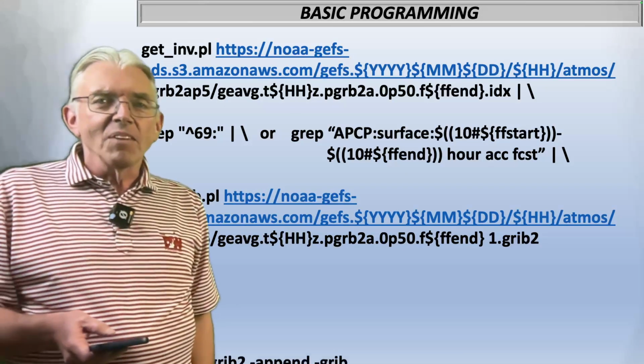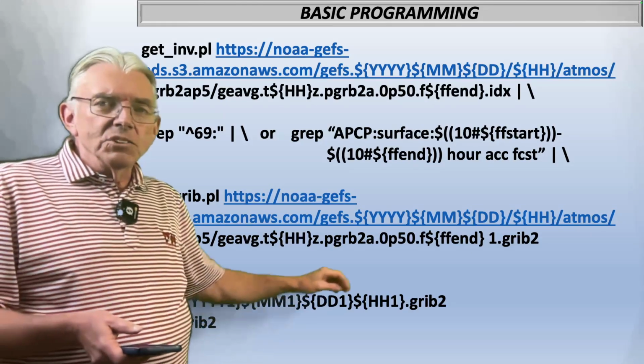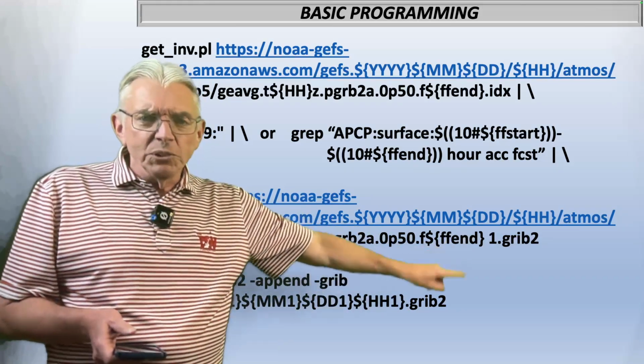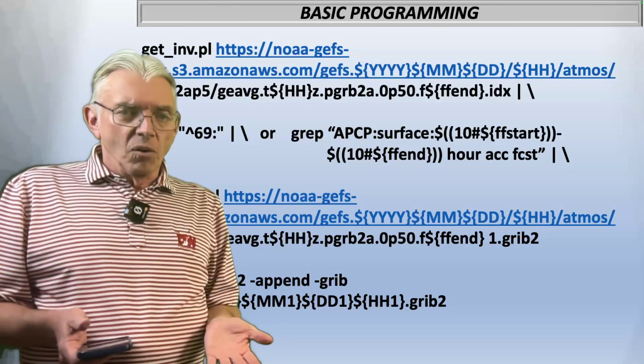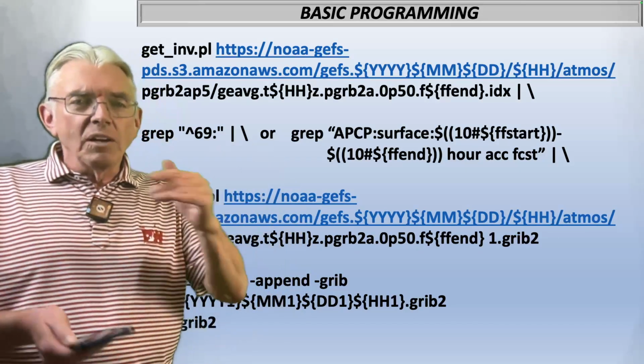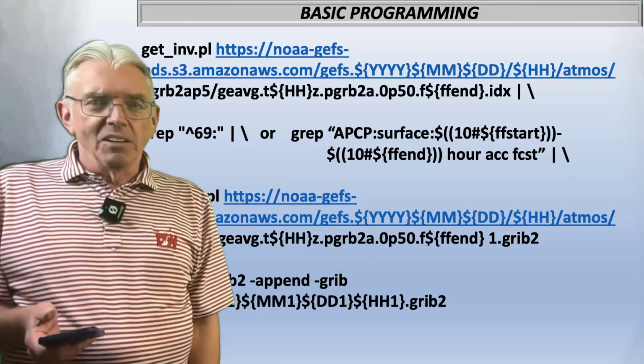That saved some time. Okay, now I mentioned that I saved the file as 1.grib2. Why did I do that? Because every time I download a forecast hour, I want to keep adding on to that and get it all into one file instead of having a gazillion separate files, okay?